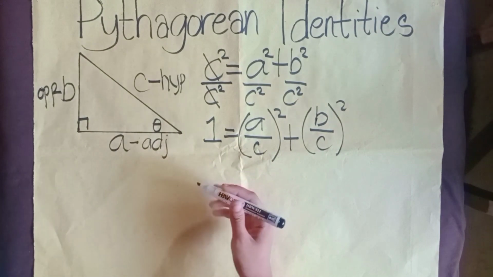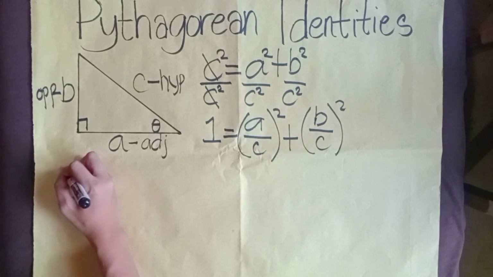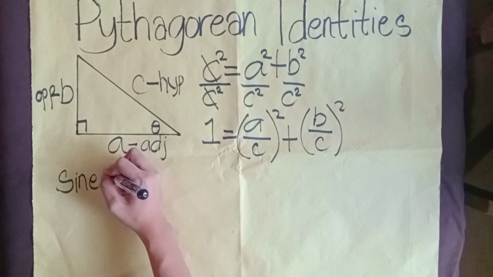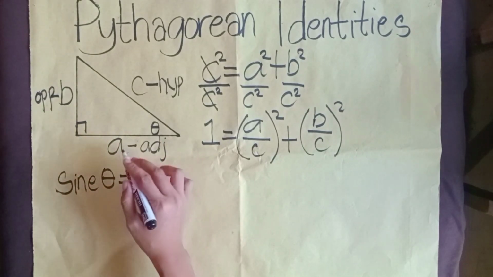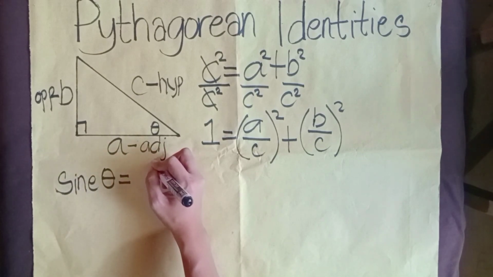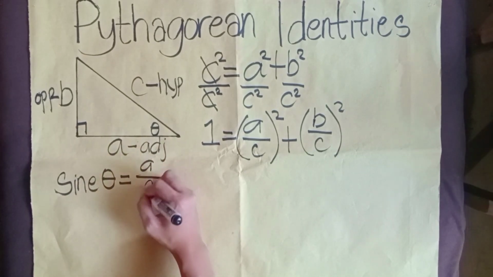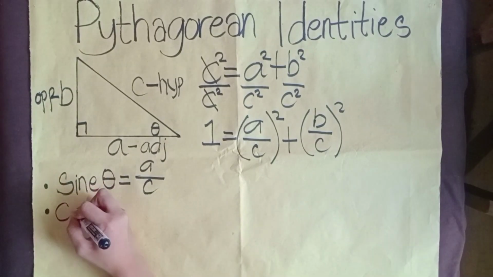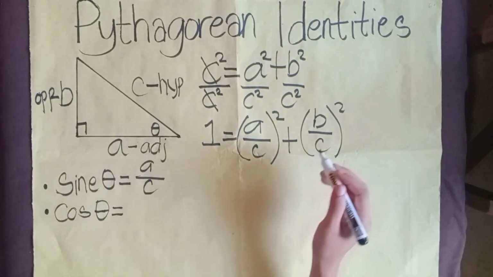So this A over C, if this is the reference angle, that is the opposite side of the angle over the hypotenuse. So from the given 6 trigonometric functions, we have the sine theta equals the opposite side over the hypotenuse, that is A over C. And we have also the cosine theta as adjacent over hypotenuse, so that is B over C.